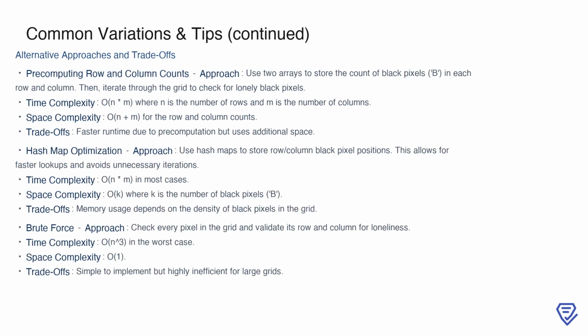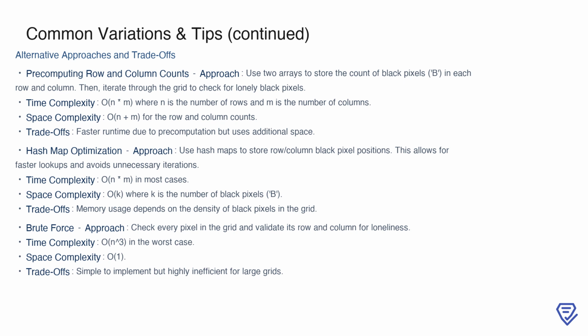There are multiple approaches to solving Lonely Pixel I, each with its own trade-offs. One efficient method is to pre-compute row and column counts. This involves using two arrays to store the count of black pixels in each row and column. Once this data is pre-computed, you can iterate through the grid to identify lonely black pixels. This approach has a time complexity of O(n*m), and a space complexity of O(n+m), where n and m are the grid dimensions. While it uses extra space, the pre-computation significantly reduces runtime.